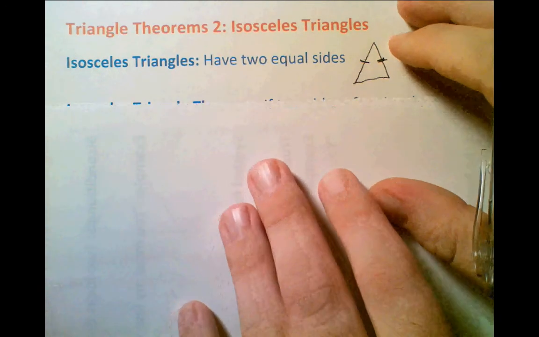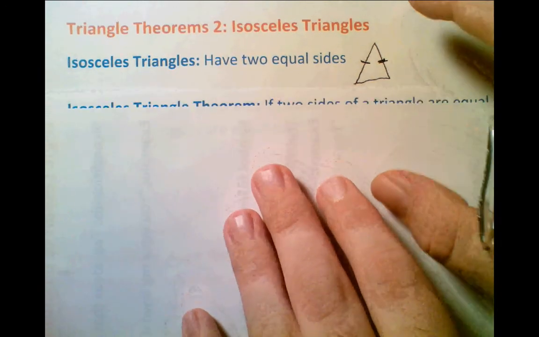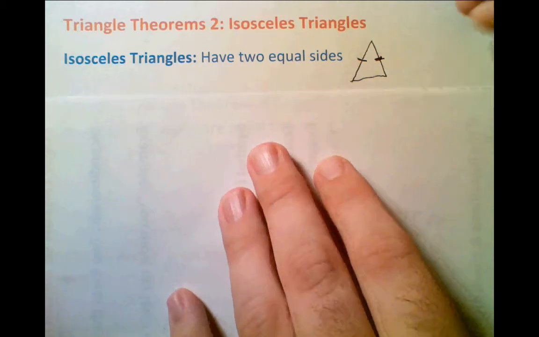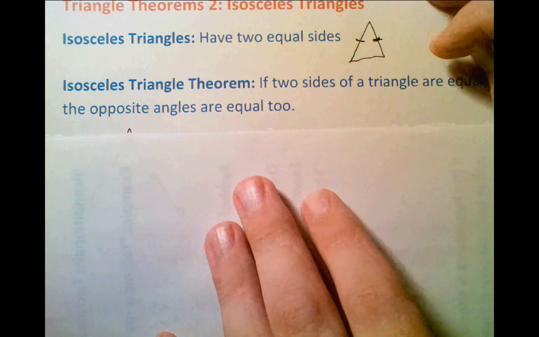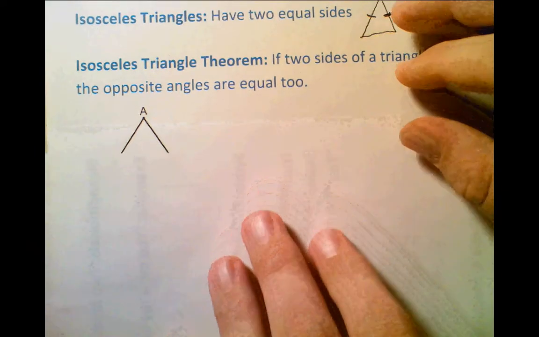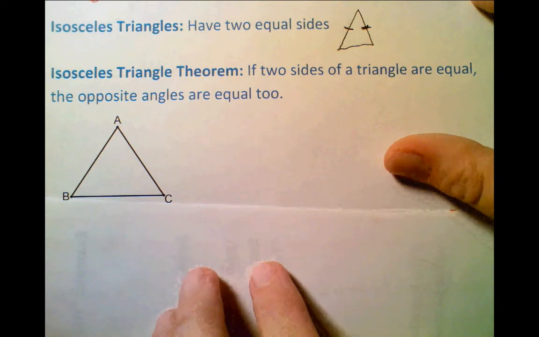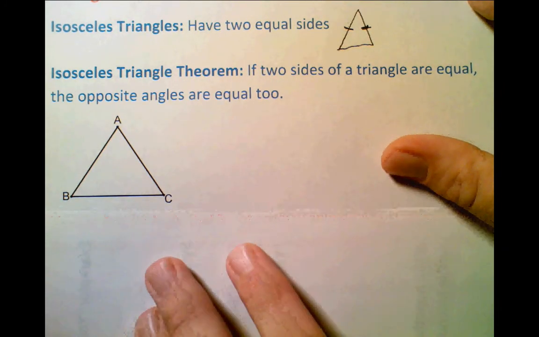Now let's take a look at the isosceles triangle theorem. Once I have an isosceles triangle, two sides are going to be equal, and I know something about the angles. I know the fact that the opposite angles are equal too. So if two sides of the triangle are equal, then opposite angles are equal too.